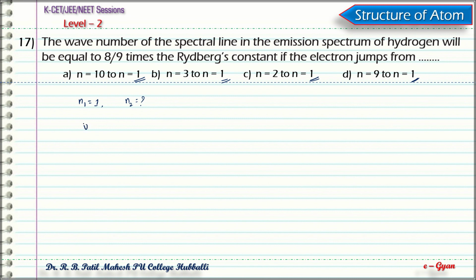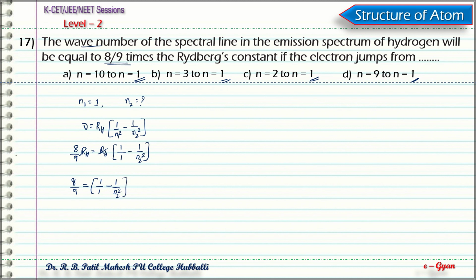So we have the formula, wave number which is equal to RH into the bracket 1 by n1 square minus 1 by n2 square. Wave number of spectral line which is equal to 8 by 9 times of Rydberg constant, that is 8 by 9 RH, which is equal to RH into the bracket 1 by n1 square, n1 is fixed, 1 square is 1, minus 1 by n2 square, we need to find out. Therefore 8 by 9 equals, RH gets cancelled, 1 by 1 minus 1 by n2 square, keep it as it is.